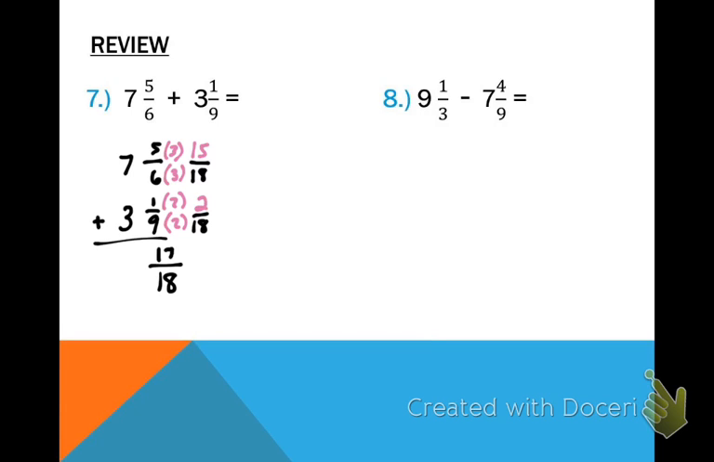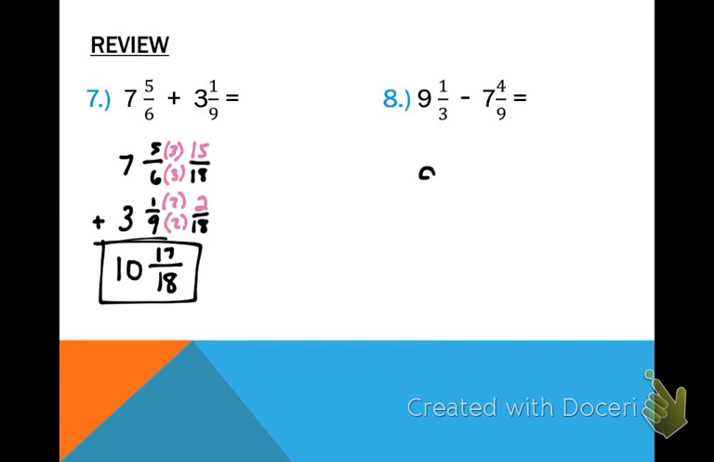Am I done? No, what do I have to do? You have to add the 7 plus 3. All right, a lot of times people forget about their whole numbers over there. Don't forget your whole numbers. What's 7 plus 3? 10. So what's the answer? 10 and 17/18ths, okay? Please make sure this is in your notes the same exact way. I want to see the common denominator just like that, okay?